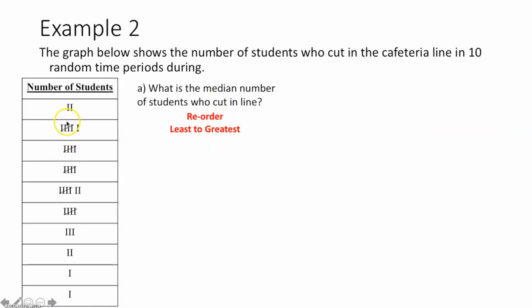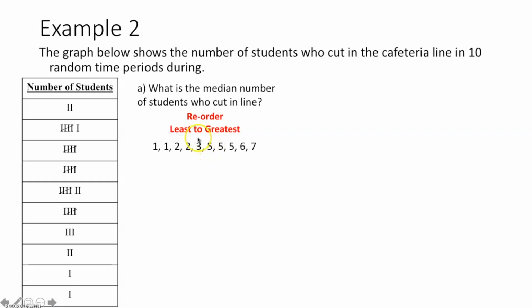Now if you forgot how tallies work, this is 2, this is 5 plus 1, that's 6, this is 5 plus 2, 7, 5, 3, 2, 1, 1. So we can just rewrite those as numbers and then reorder them from least to greatest. Now we want to figure out what is our middle data point. Well, there are 1, 2, 3, 4, 5, 6, 7, 8, 9, 10 data points, which means there's 5 on each side, which means there is no middle data point.